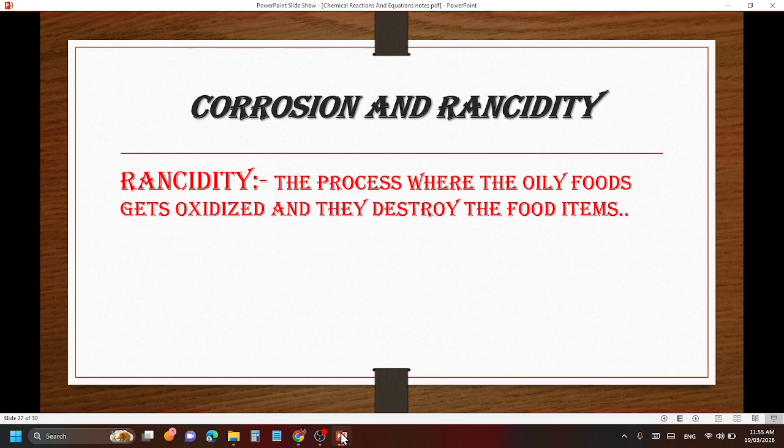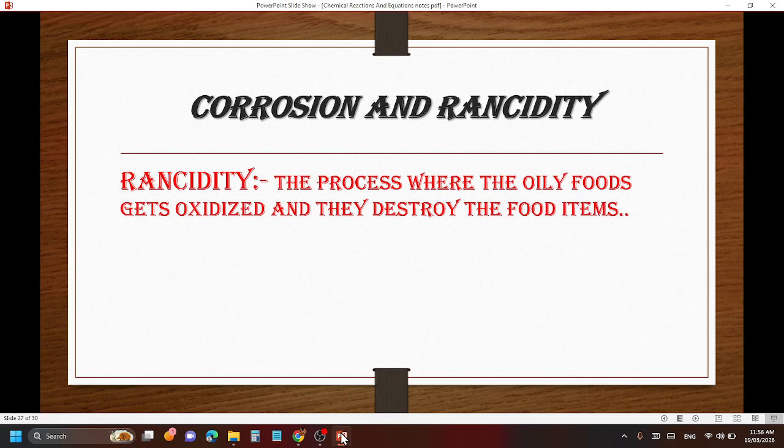Now, corrosion, then rancidity. What is rancidity? The process where oily foods get oxidized and this destroys the food items. If your mother has made oily pakoras or any oily food item or curry, and kept it not in the refrigerator, made in the morning, and the next night you smell it, you will get a different, awkward smell, and you will say, no, I am not interested in eating this.